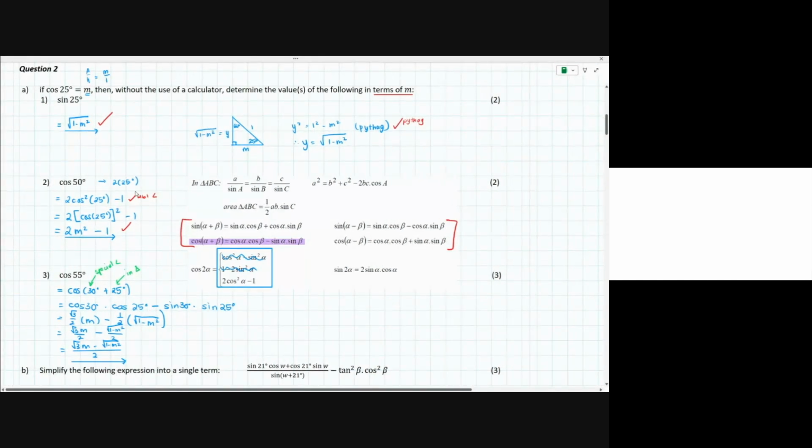All right, this is a 3 marker, and this is because we had a fair amount that we needed to do here. The first mark is the expansion using your double angle, then substituting in your special angle ratios and your compound angle ratios, and then your answer.